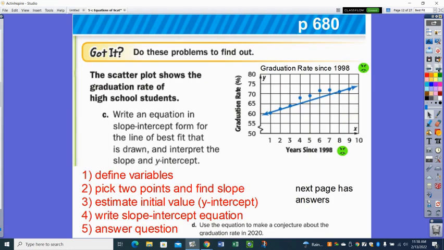So I'd like you to give it a go here. On page 680, there is this scatter plot. It shows the graduation rate of high school students since 1998. Oh no, we're not going to do 99. Now we're going to do 98. So just realize that this would be 1998.